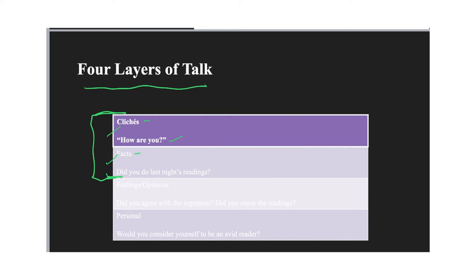And then people who you just exchange cliches with, if we were to delete some of this here, those are probably just acquaintances. If you just have the, hey, what's up? That's it kind of thing.